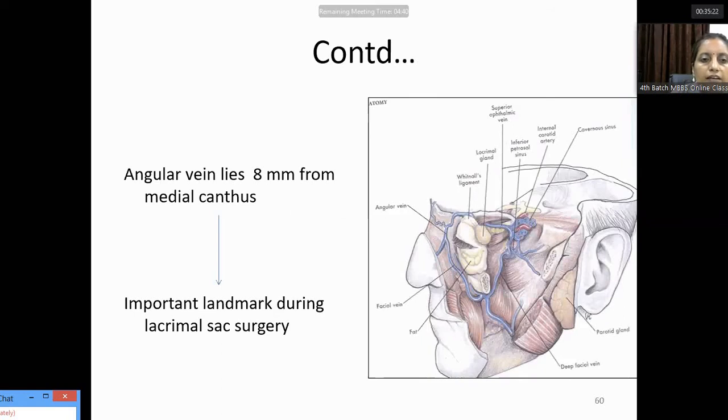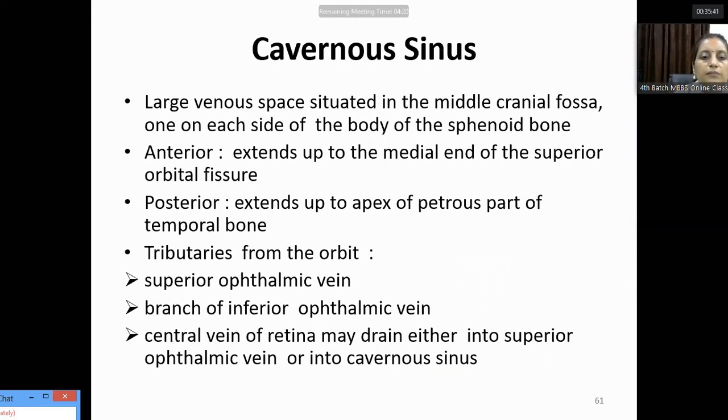The angular vein lies 8 millimeters from the medial canthus, and it is an important landmark during lacrimal sac surgery, where we decide the incision. Usually we avoid that 8 millimeter and keep the incision at 4 to 5 millimeters from the medial canthus, or beyond the 8 millimeter, that is 11 to 12 millimeters.